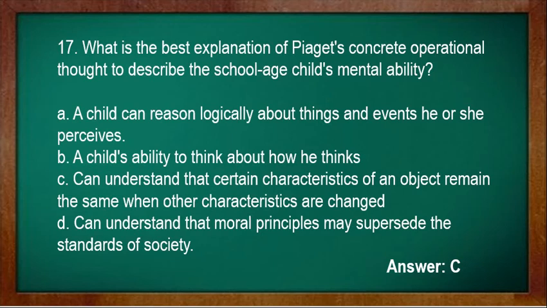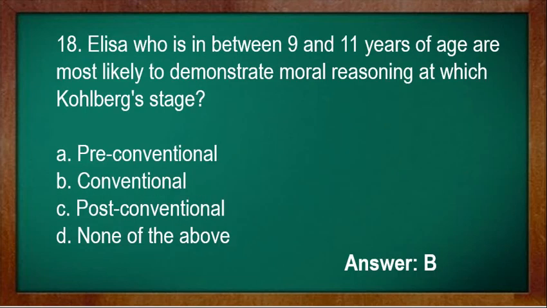Number 17. What is the best explanation of Piaget's concrete operational thought to describe the school-age child's mental ability? A. A child can reason logically about things and events he or she perceives. B. A child's ability to think about how he thinks. C. Can understand that certain characteristics of an object remain the same when other characteristics are changed. D. Can understand that moral principles may supersede the standards of society. Answer, C.